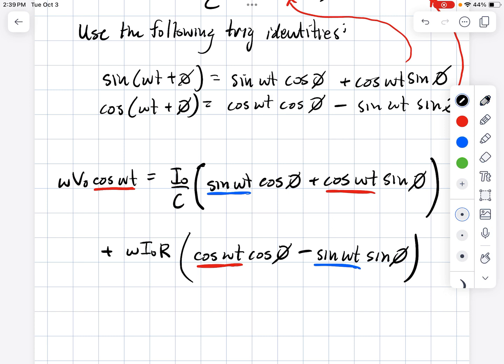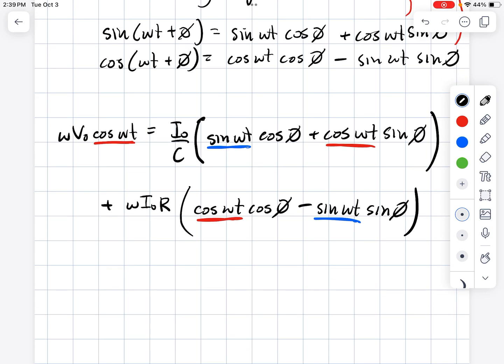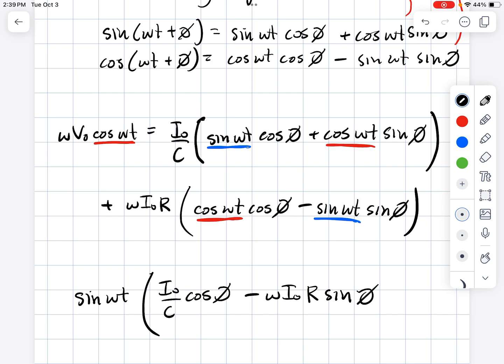Okay, so we could re-express this. Let's start with the sine omega t part. So what multiplies the sine omega t? We have a sine omega t, and then we're going to have an I naught over c cos phi. That's the first term on the right-hand side. And then what multiplies sine omega t in the second term is a minus omega I naught r sine phi.